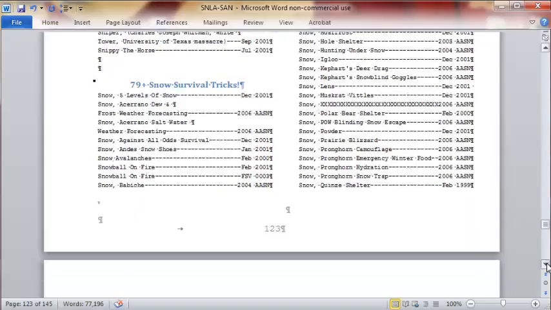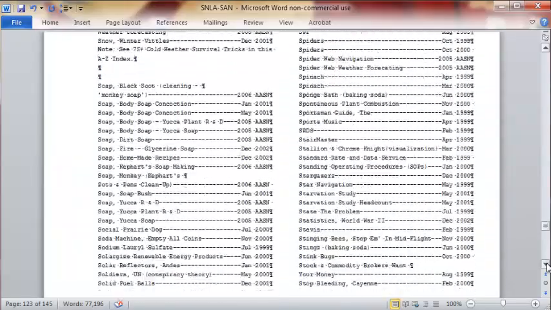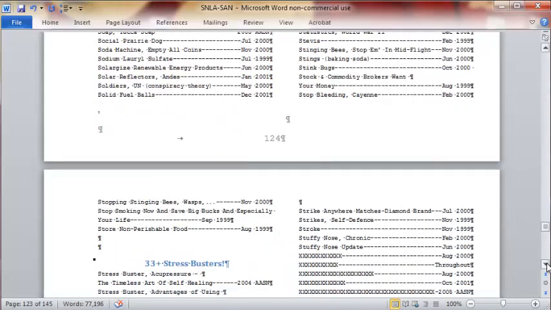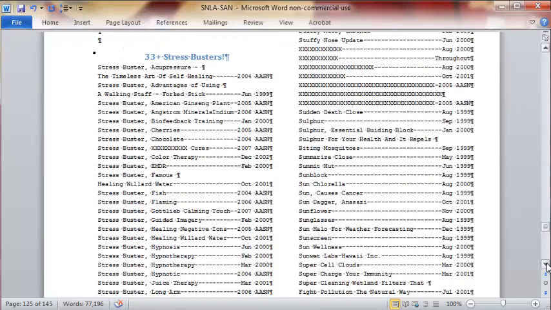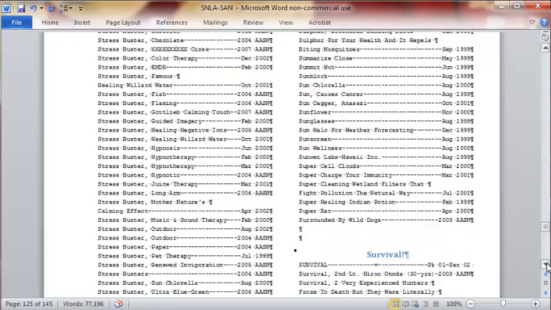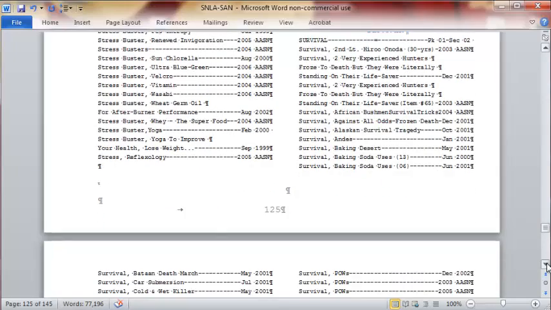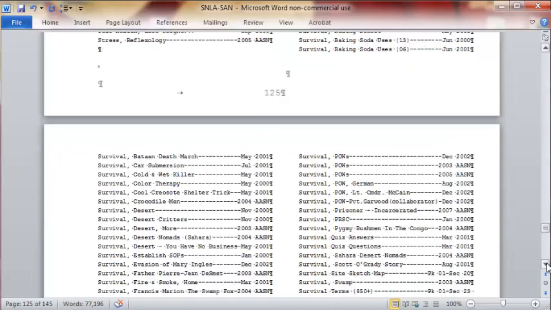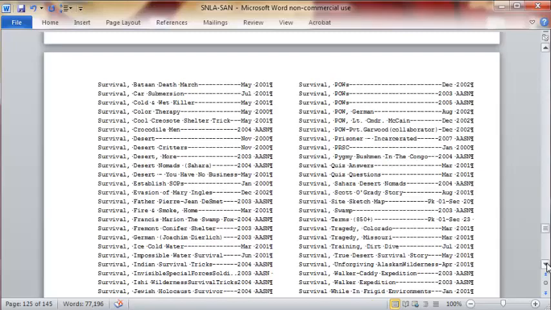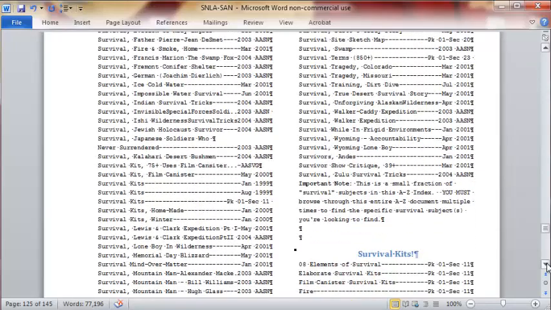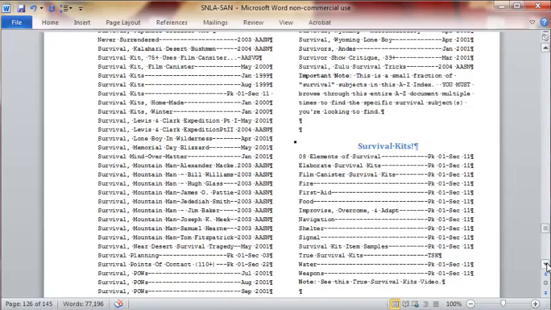79 snow survival tricks, orientated towards snow, of course. And then we go into, let me see here, page 124. We're getting there. 33 stress busters, not only in a survival environment, but you can use these just about anywhere. Okay, they really work. They'll lower your blood pressure. They'll calm you down. You get stressed out, you can't make the right decisions, whether you're in a survival environment or in your home. Last thing you need is to be stressed out, then you end up having a stroke or heart attack.